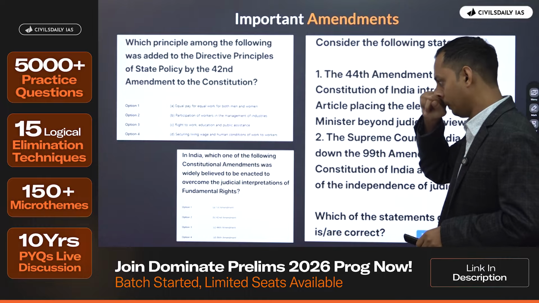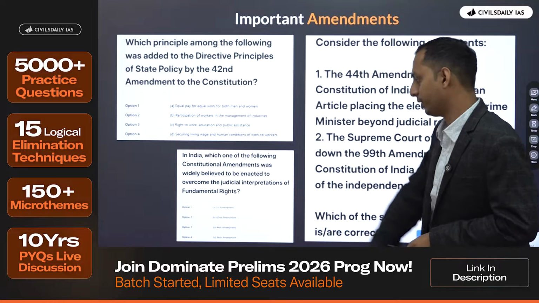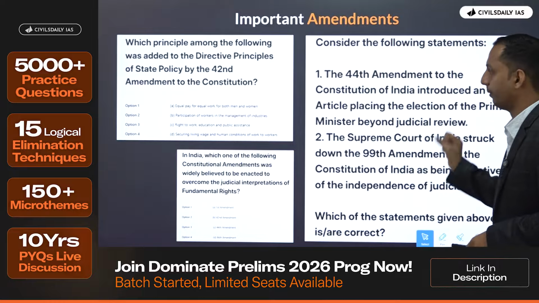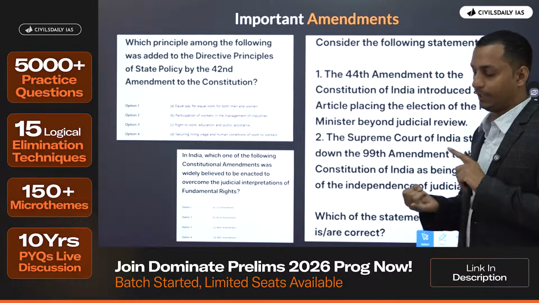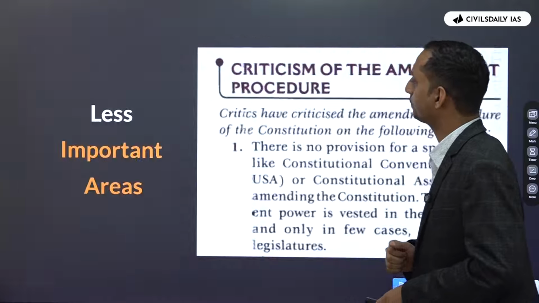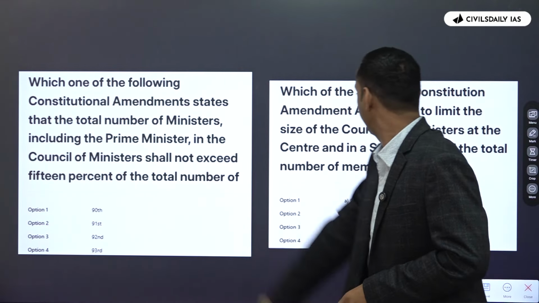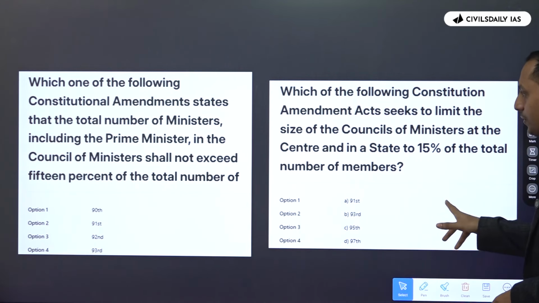The 42nd they have asked, to overcome the judicial interpretation. 44th Amendment also they have asked. Okay? So the amendment process and also the important amendments are the most important areas here. Right? This is the 91st Amendment. And here, this is also the 91st Amendment.